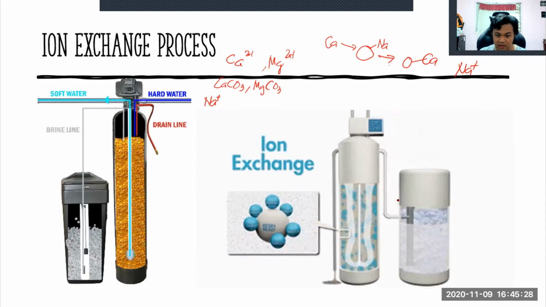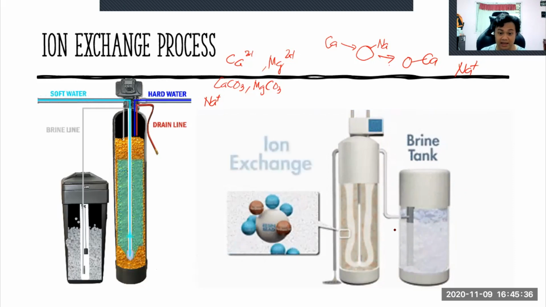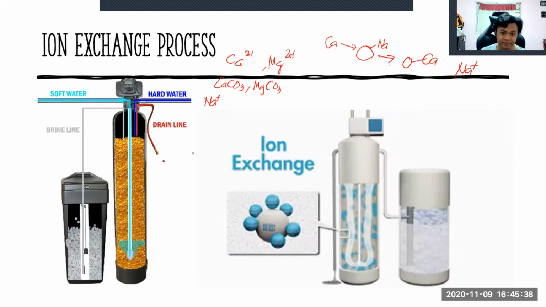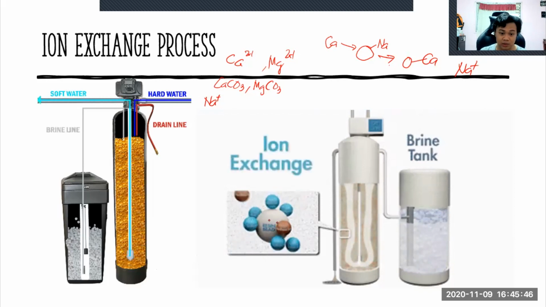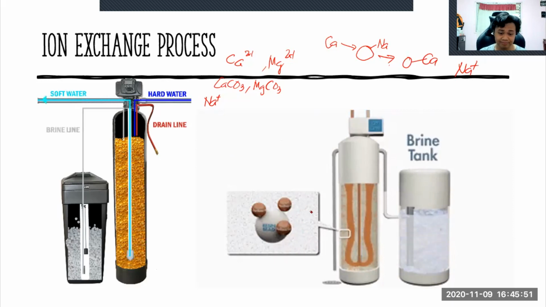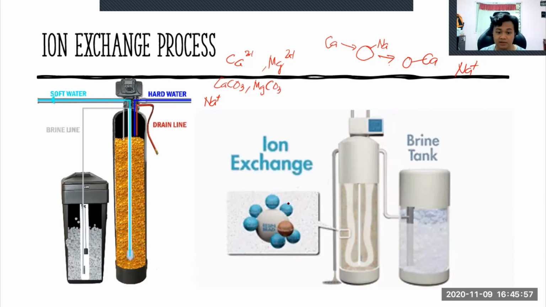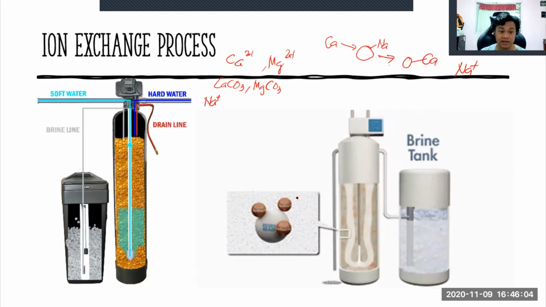So the plant uses brine solution or asin, ibutang sa tubig, and then that will replace the calcium and magnesium that were embedded in our resin. It will be replaced with sodium ions. All right, so that's how they replenish the sodium ions in our resin, and then it will be ready for use for another cycle of ion exchange or water softening technology.